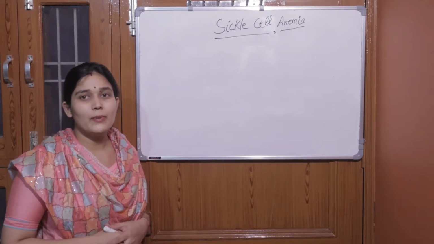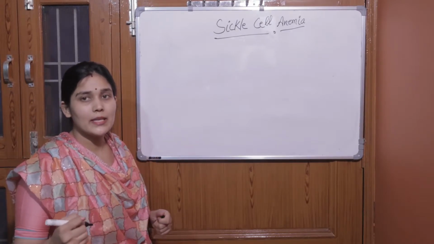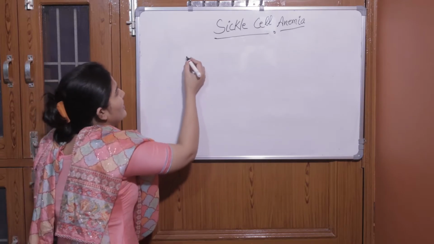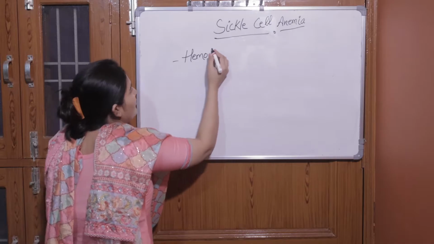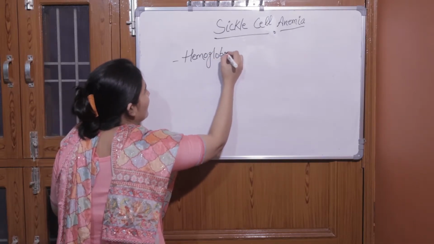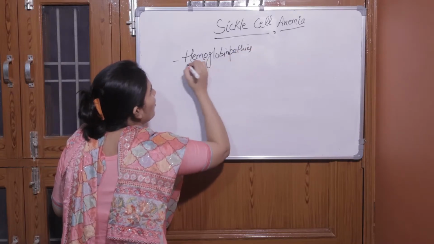In this video, we will be discussing sickle cell anemia. First, we will define what we mean by sickle cell anemia. So, what do you mean by sickle cell anemia? It is a group of diseases related with hemoglobinopathies. That means the disease is related with hemoglobin.